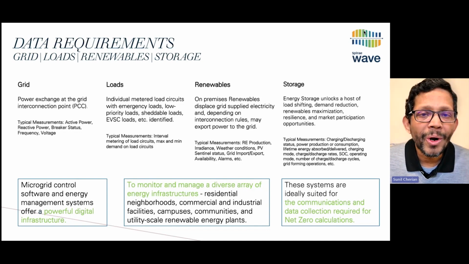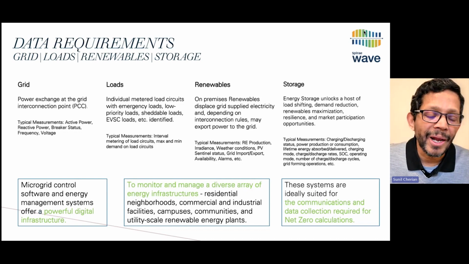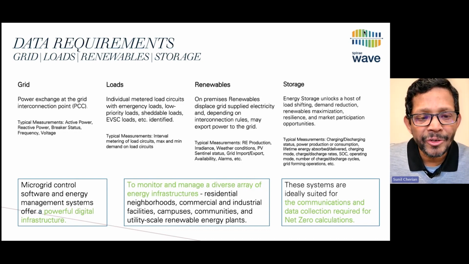In that case, what data is actually required? We need to know what's happening at that point of common coupling, or that grid interconnection point, for that particular facility. So typically there'll be a meter of some kind there. Sometimes there are 2 and a breaker that allows you to separate from the grid if you're a larger facility. So there are some measurements that actually occur there.